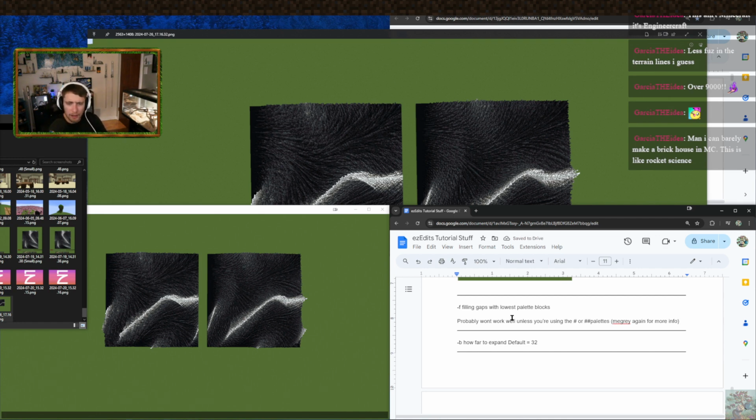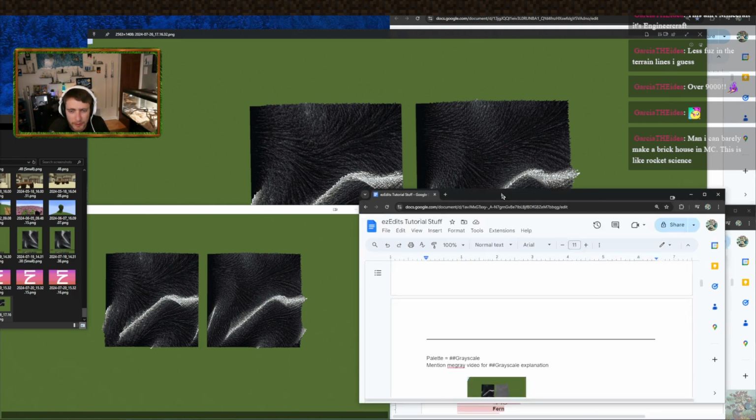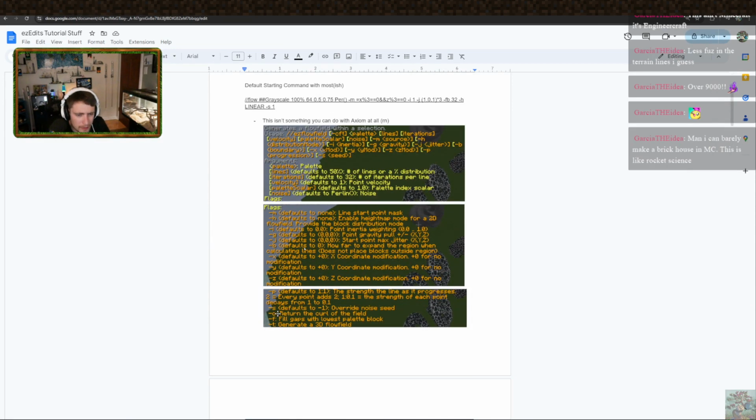Okay. How far to expand? I don't actually know. I guess that's like how far up it's going, maybe. Minus B. Let me look at the thing up here. Minus B: how far to expand the region when calculating lines, does not place blocks outside the region. Okay. Yeah. So it is just how far up the lines go.